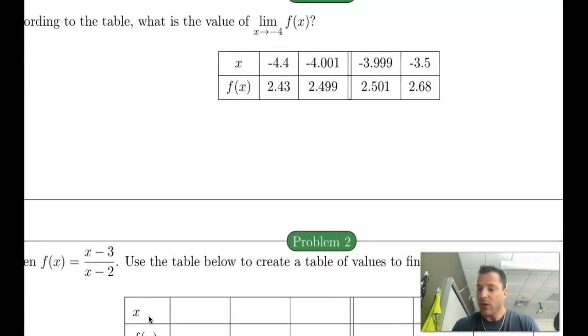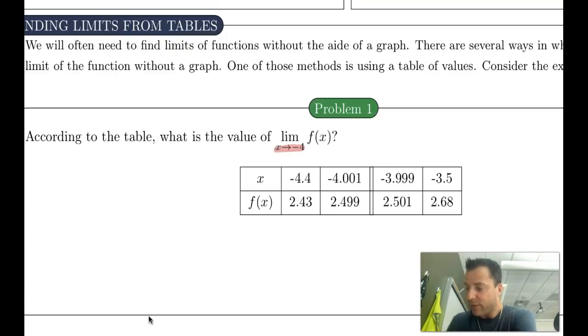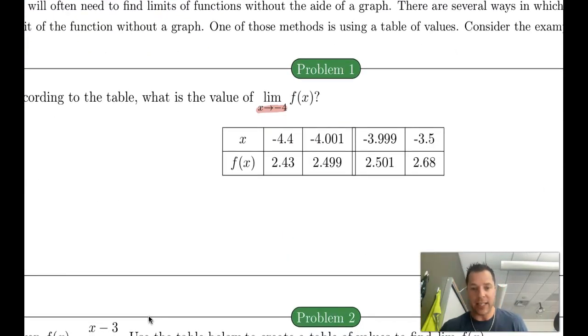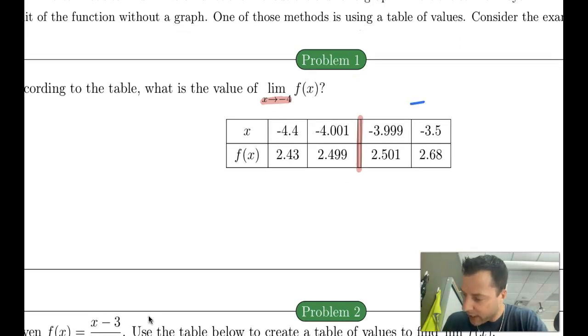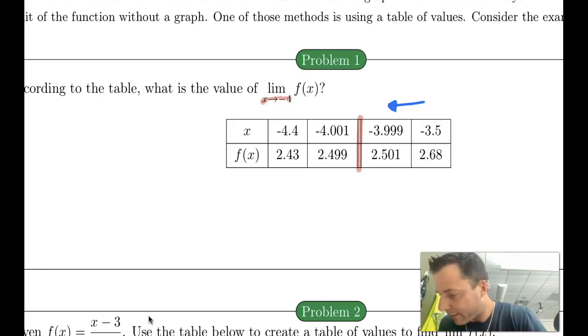According to the table, what is the value as the limit approaches -4? So remember, there is no plus or minus here, so we have to consider from the right and the left. In this case, I put a bar down the middle. I'm getting close to -4 here, and I've got to think about coming from the right, numbers that are larger than -4, and also coming from the left, when values are less than -4.